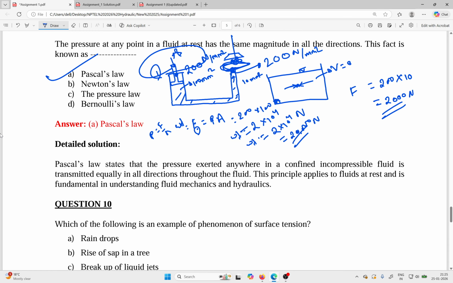Okay, so here the detailed solution is given. Pascal's law states that the pressure exerted anywhere in a confined incompressible fluid is transmitted equally in all directions throughout the fluid. This principle applies to the fluid at rest. Remember, please, it applies to fluid at rest and is fundamental in understanding fluid mechanics and hydraulics. Remember, please.